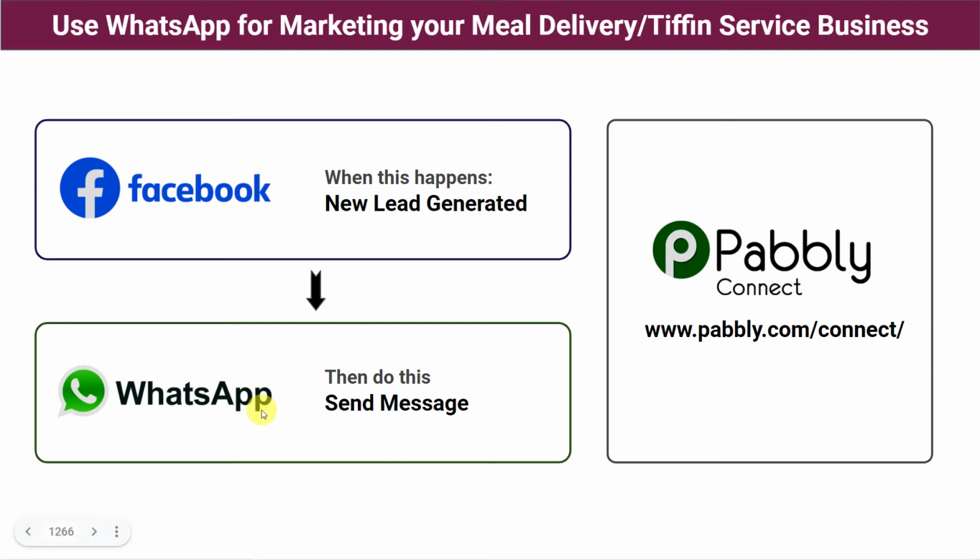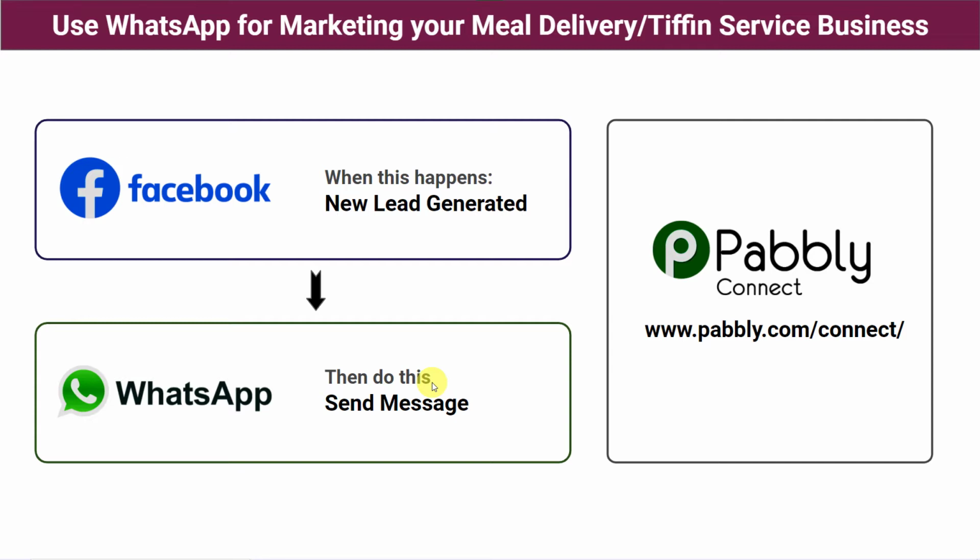For doing this, you have two options. First, do it manually. Take the details of your leads or your customers from the Facebook lead ad form, compose a message in WhatsApp, then attach your meal delivery brochure and send it to the customer. But this will be a time-consuming and a tiresome process, and it becomes difficult when you have large number of leads in a single day. So how you are going to do this?